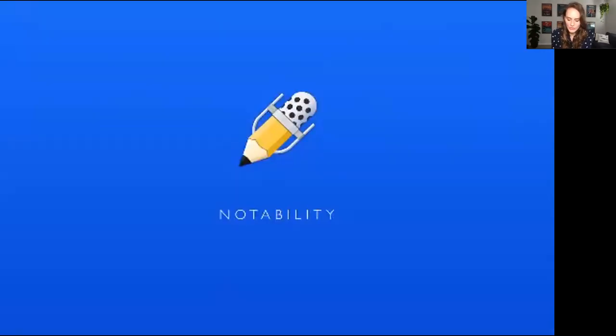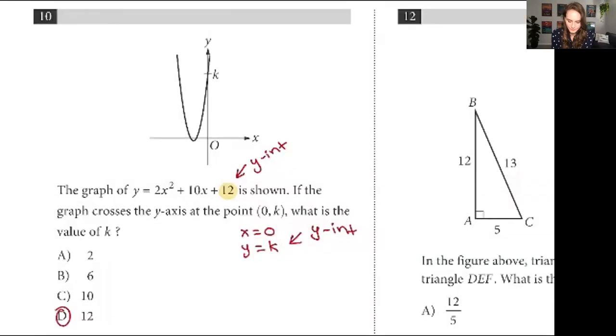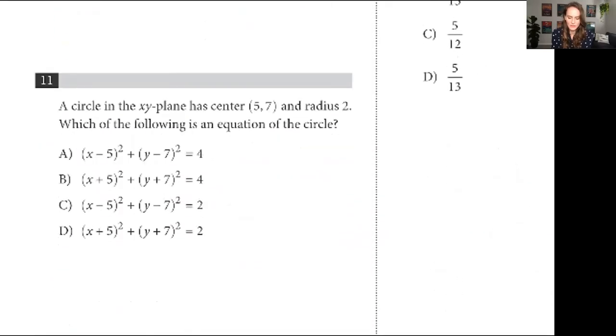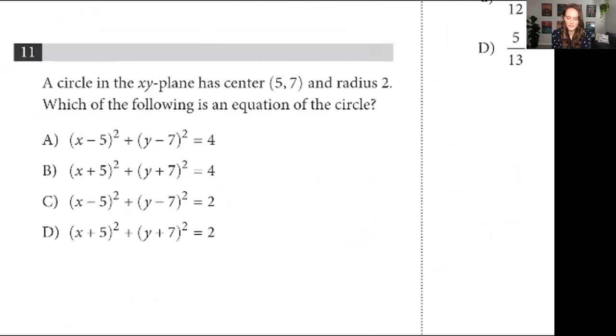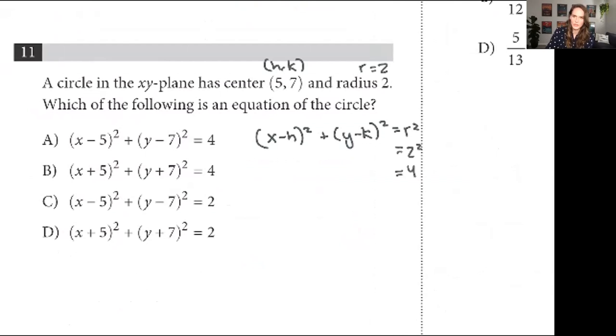So if we go to the very next question in practice test 10, number 11 in the no calculator section, it says a circle in the xy-plane has center (5, 7) and radius 2. Which of the following is an equation of the circle? And I would first write my equation of a circle. And then I would note this as (h, k), r equals 2. So I know r squared is going to be 2 squared, which is 4.